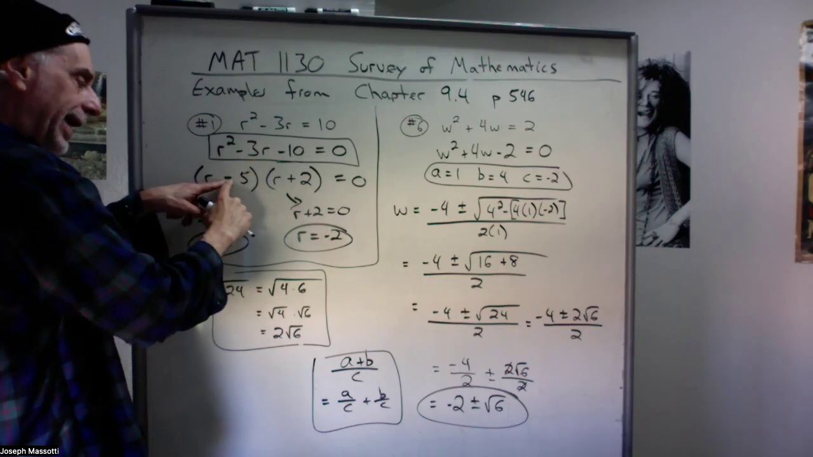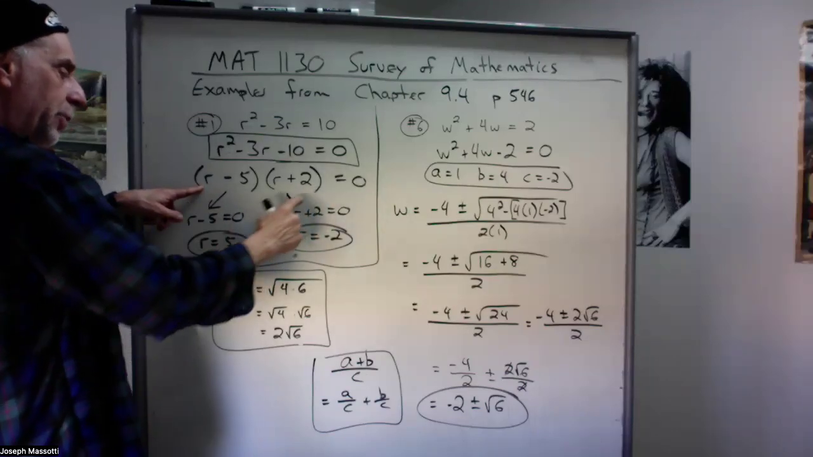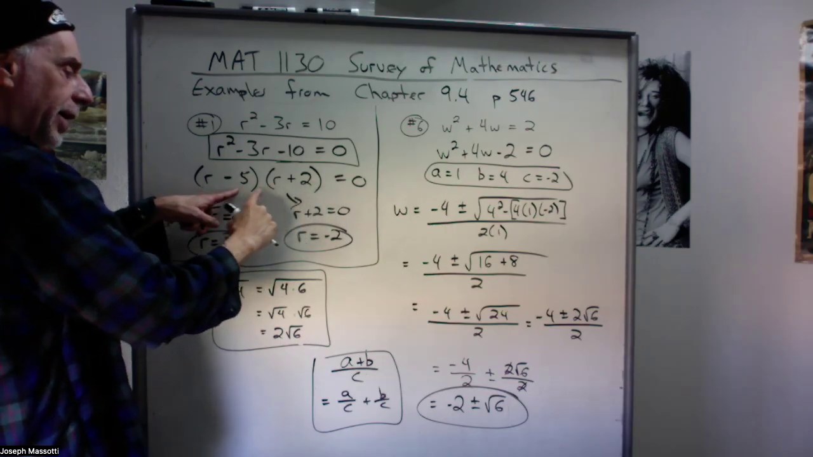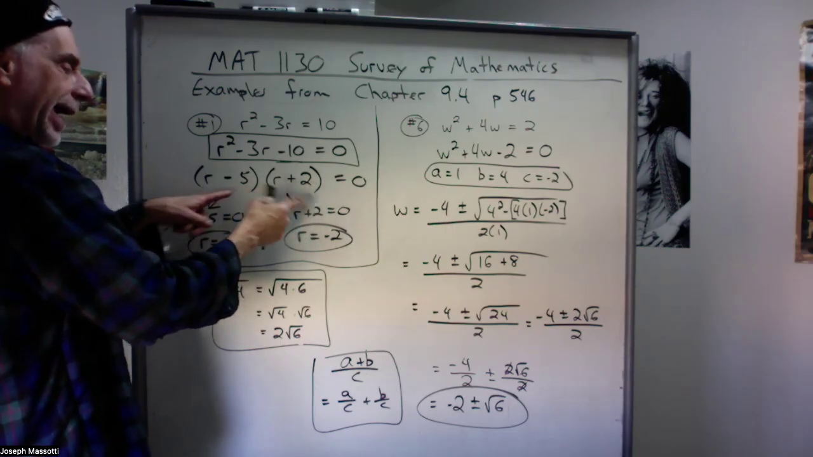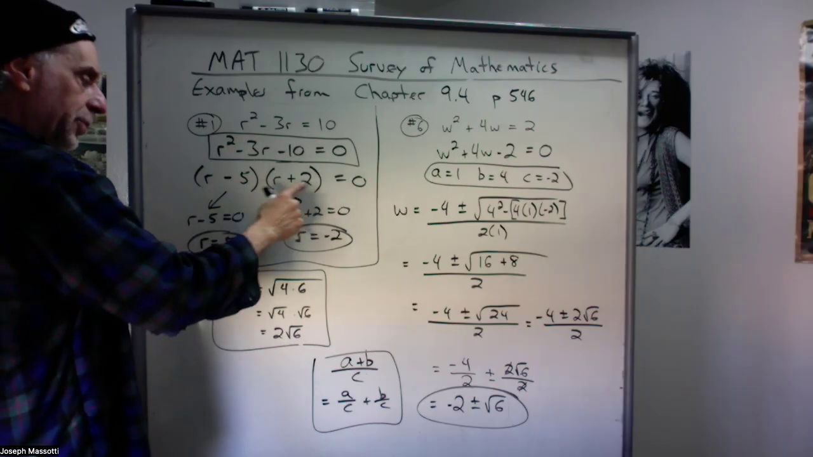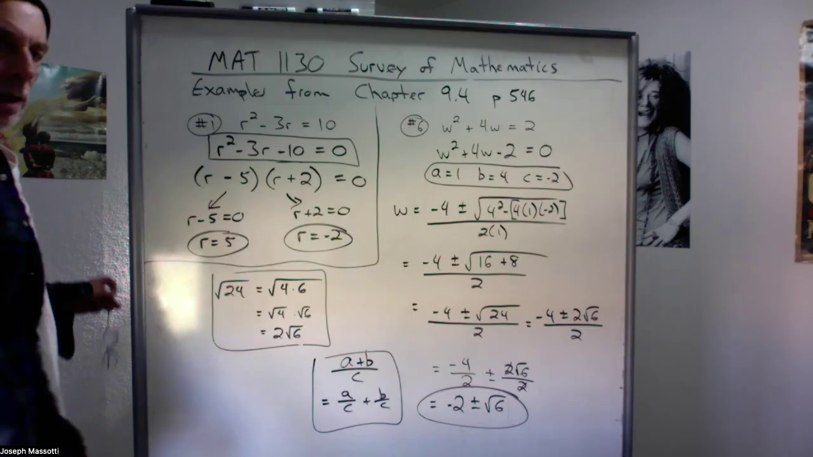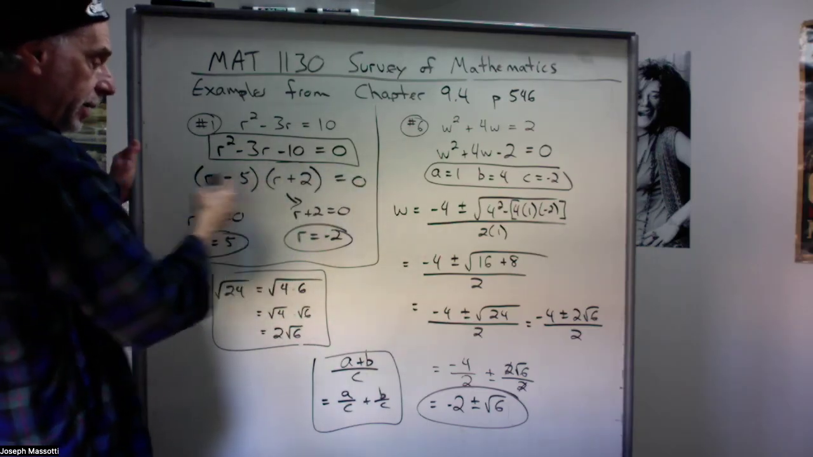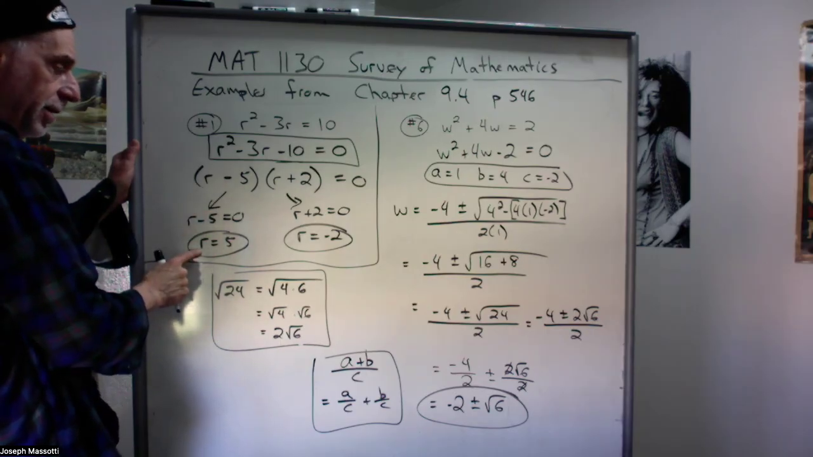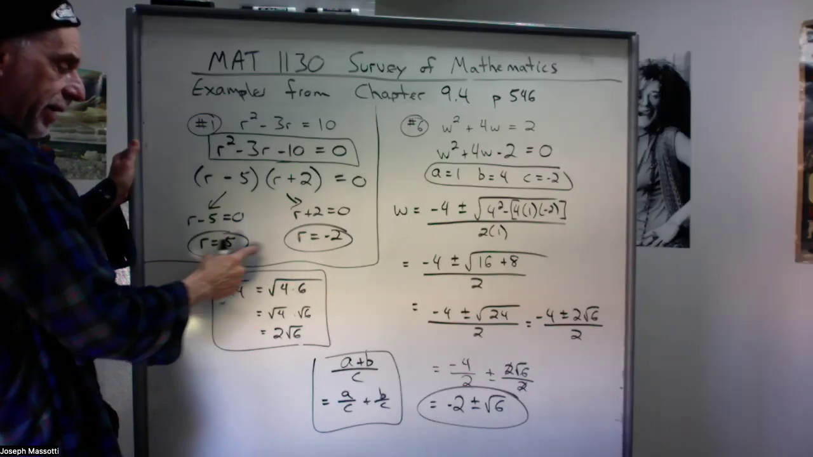So that's why I'm putting the negative on the 5 and the positive on the 2, so that the outside terms give me 2r, and the inside term product gives me -5r. And when I add those together, I get my -3r. And the product of the last terms, -5 times +2, gives me that -10. All right, so once I've factored it, all I got to do now is set this factor equal to 0 and solve, and set this factor equal to 0 and solve. And I'm done. I have my two answers.